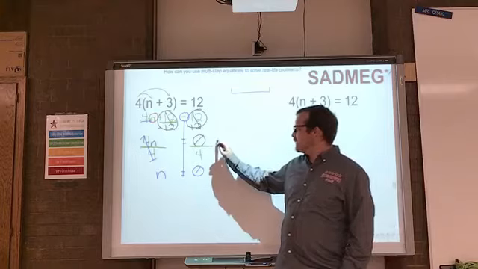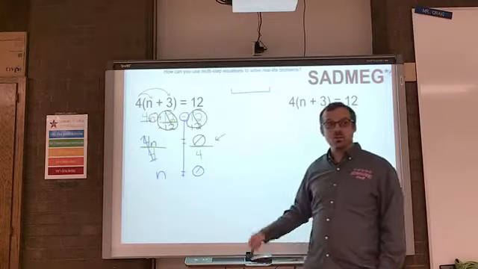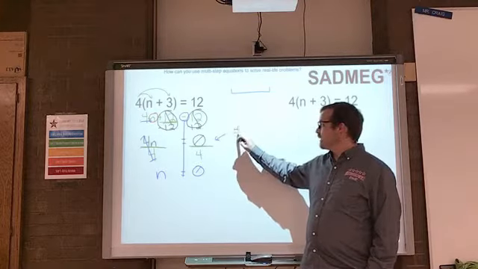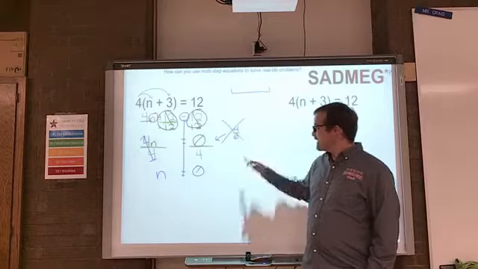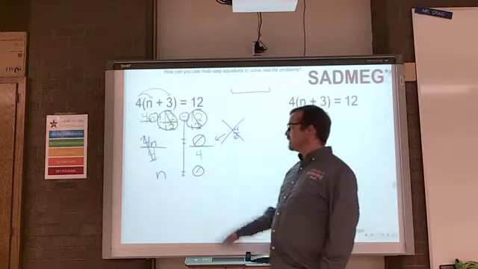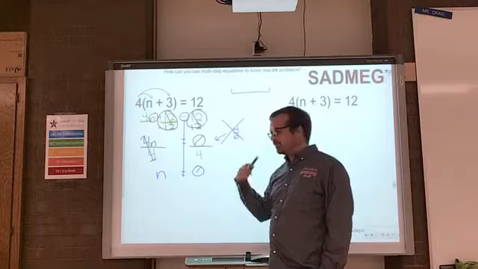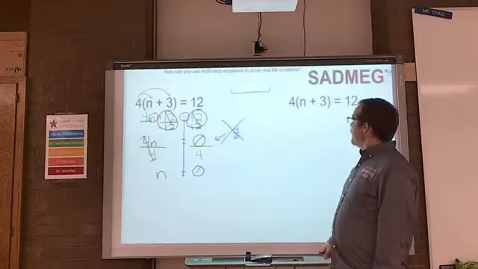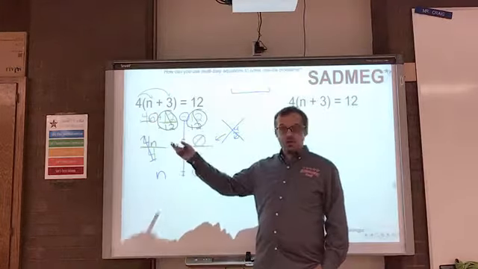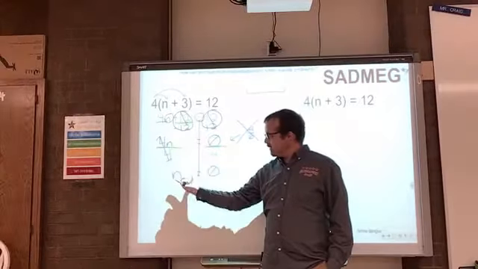Now, this is the one that gets people confused. 0 divided by 4 is 0. The one you can't do is 4 divided by 0. That's a no-no. 0 divided by any number is going to be 0. Okay, so that's taking the steps: simplifying, get rid of the constant, get rid of the coefficient.